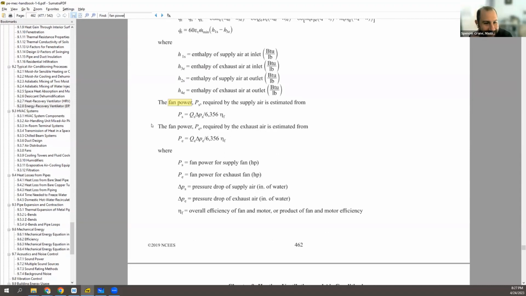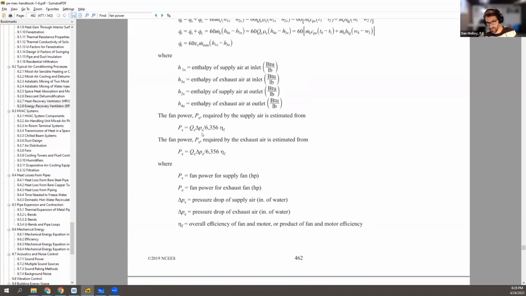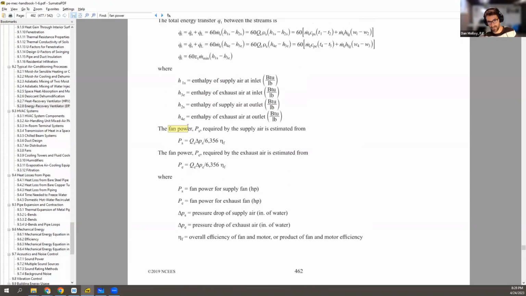I remember searching for air horsepower, every permutation. And then I started searching for 6356, but there's a comma. That was a no-go. I didn't put the comma in there. No, it wouldn't occur to anyone to put the comma. And then I found it just by desperately scrolling, and then I committed fan power to memory. So now you have as well.